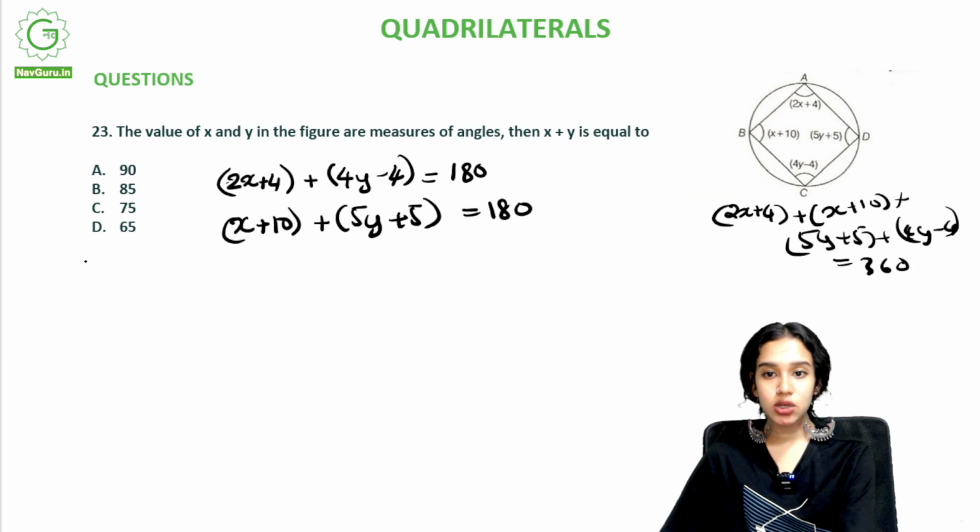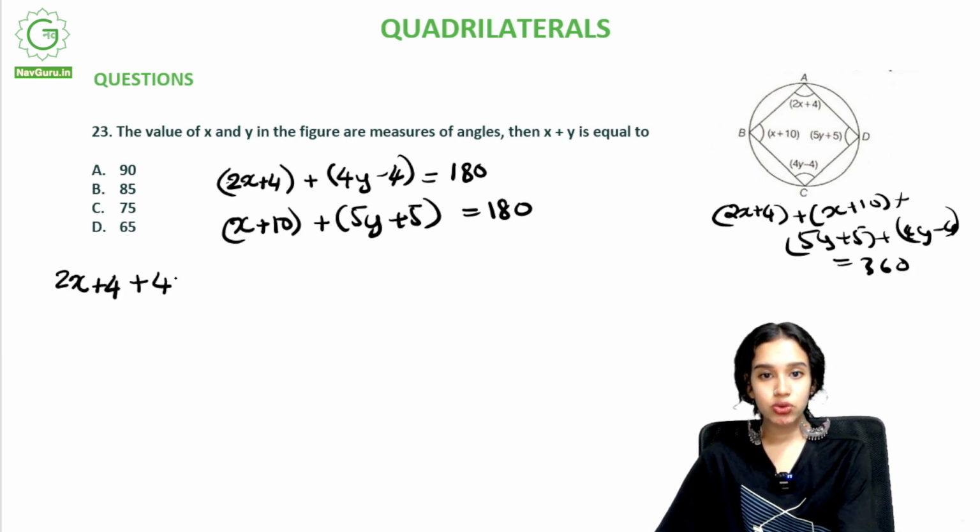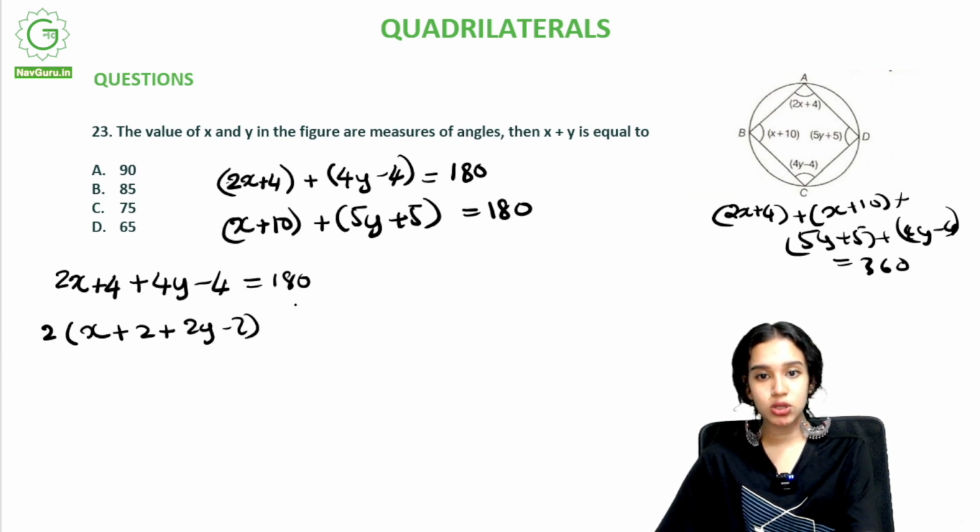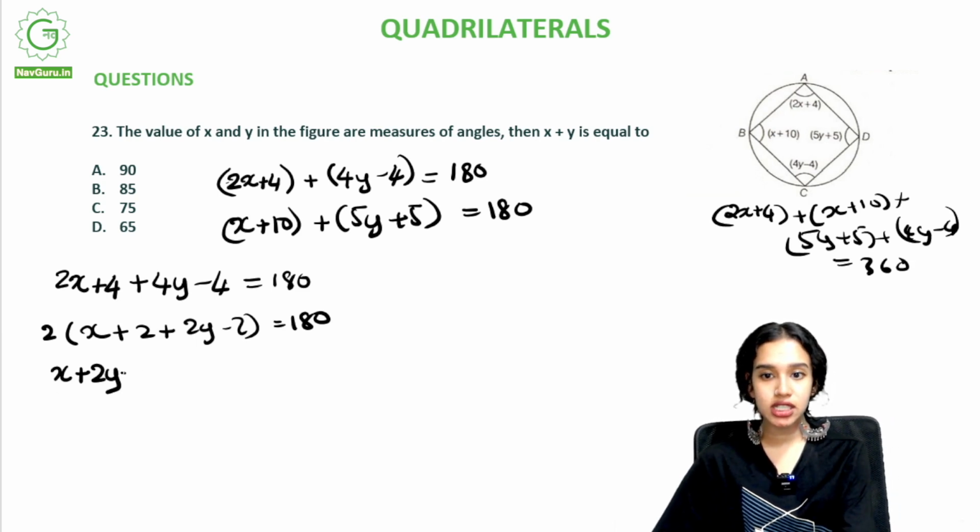So let's expand the first equation, that is 2x plus 4 plus 4y minus 4 is equal to 180 degrees. Let's take 2 common, we'll get 2 into x plus 2 plus 2y minus 2 is equal to 180, which will give us x plus 2y plus 2, and minus 2 gets cancelled out, is equal to 180 by 2, which is 90, right?